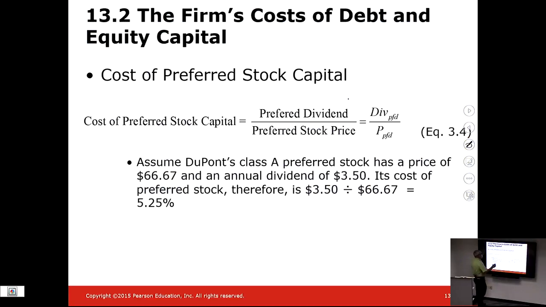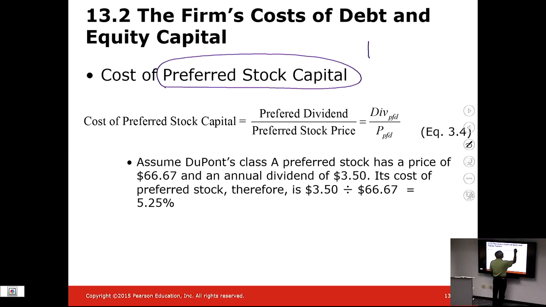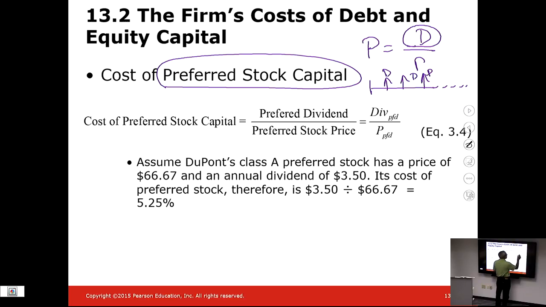Now let's look at preferred stock. Another source of capital that we have is preferred stock. Now if you recall, the price of a preferred stock is simply dividend divided by the discount rate, because preferred stock pays a known dividend and that dividend is paid forever. So essentially that dividend is constant and it is paid forever. So on a timeline, it goes forever. This is D, D, D, and so on and so forth.